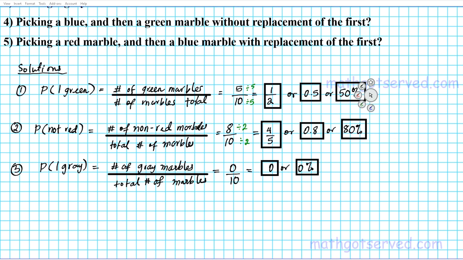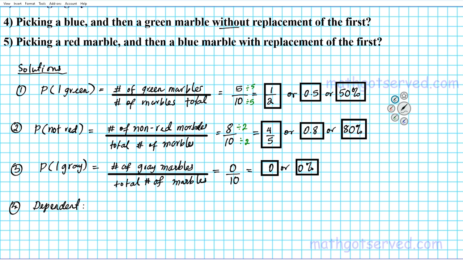All right, so the next one is a compound event. We have multiple selections going on here. Number 4, what's the probability of getting a blue and then a green without replacement of the first? So for number 4, this particular one, since there is no replacement, is going to be a dependent situation. All right, because it being dependent or not helps us to determine the right formula. So we're going to be using the formula for dependent.